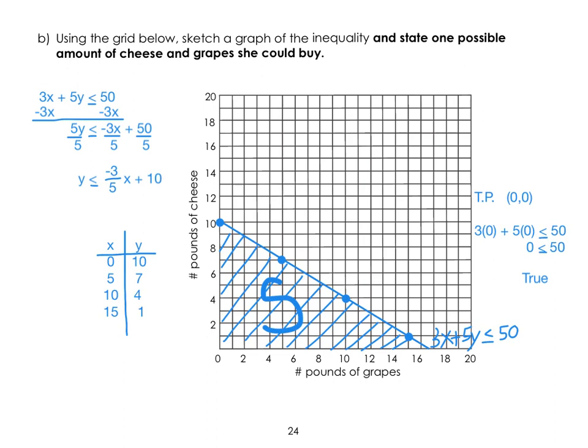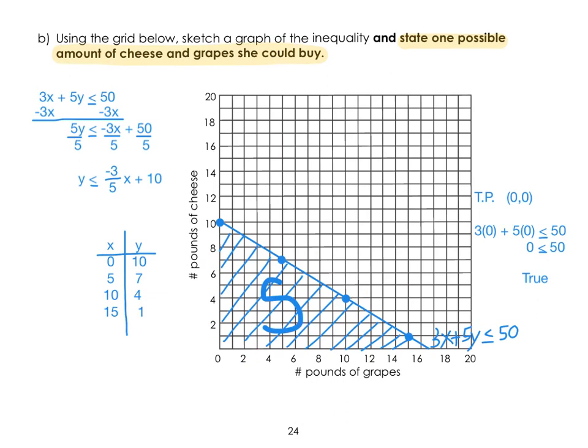Now I could identify solutions for the last part of the question, where it says to state one possible amount of cheese and grapes that she could buy. So I can choose any point on the line, since this one is less than or equal to, or in the solution region. So you just need to pick a point anywhere in here. So for example, I'll choose one, like I said, it can be any, so there are multiple options. If you wanted to choose a different one, that would be fine.